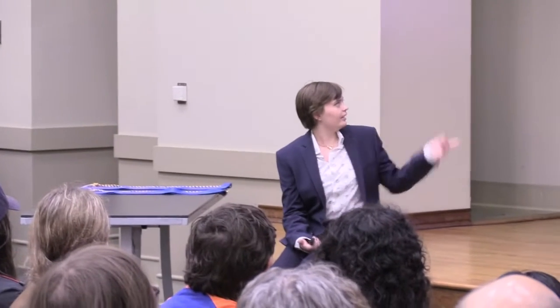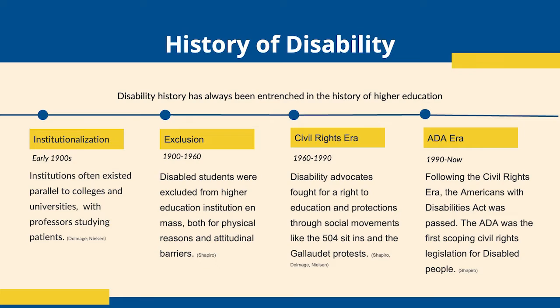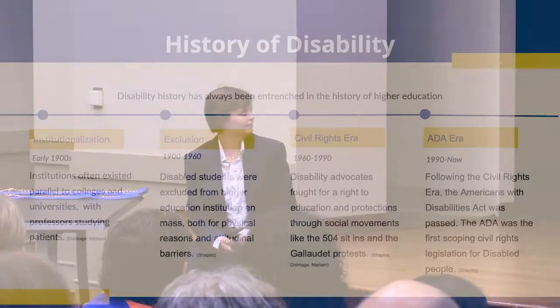Next, we have the Civil Rights era. This is when people started to really push back against that idea that disabled people could not be in a college space. They did this through a variety of social movements. So for instance, the 504 protests, where sit-ins happened for over a month in various government buildings, and the Deaf President Now protests, where "Deaf President Now" was chanted all across Washington, D.C.